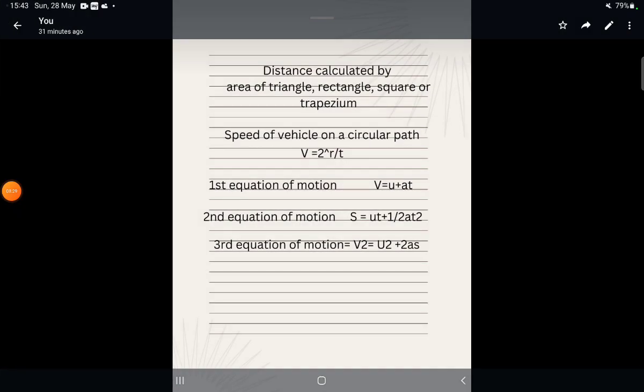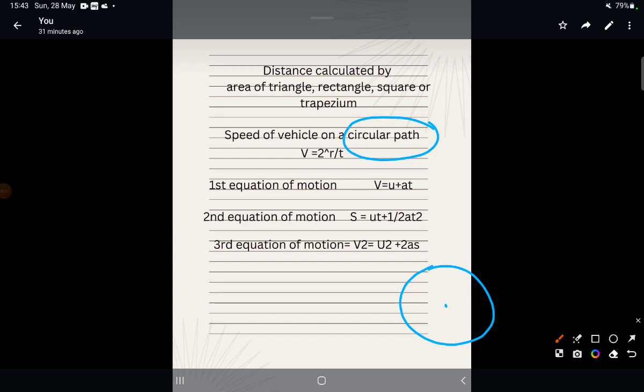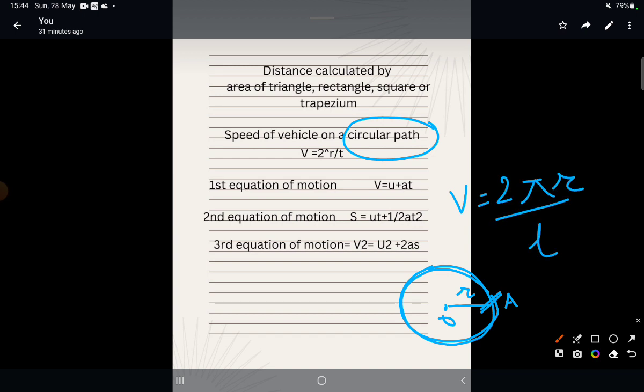The next one here. To find out the speed of a vehicle on a circular path. Suppose this is a circular path of some radius, say R. And you have to find out the movement of the vehicle starting from A and coming back to A. Then the velocity is denoted as 2 pi r upon t.